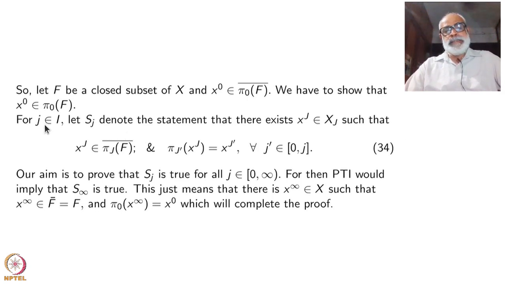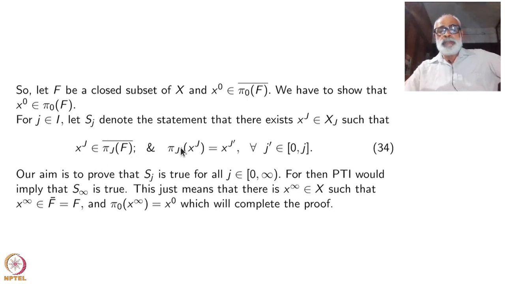So for each j inside I, I will make a statement here, Sj. Sj denotes the statement that there exists some x_j belonging to X_j such that x_j is actually inside pi_j of F bar. You have to start with F, which is in the product space X, project it to this X_j and take its closure. So this element must be in this closure.